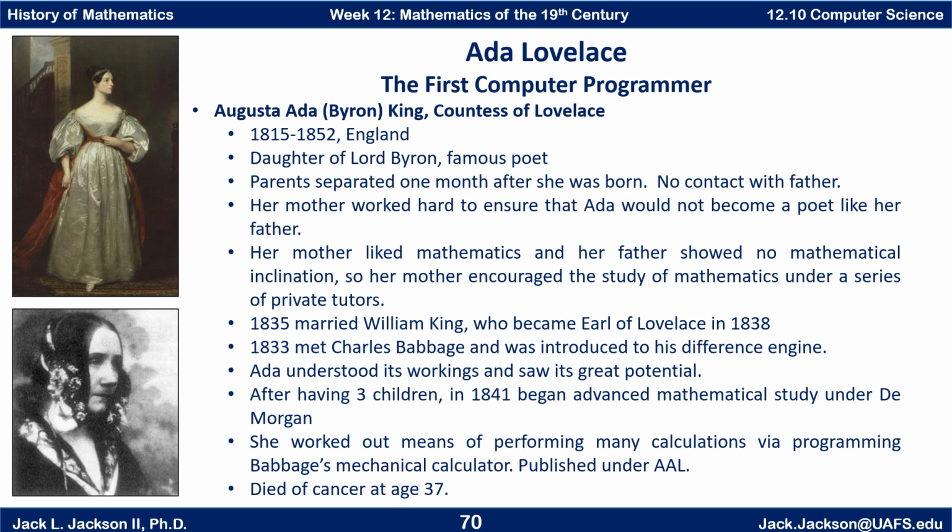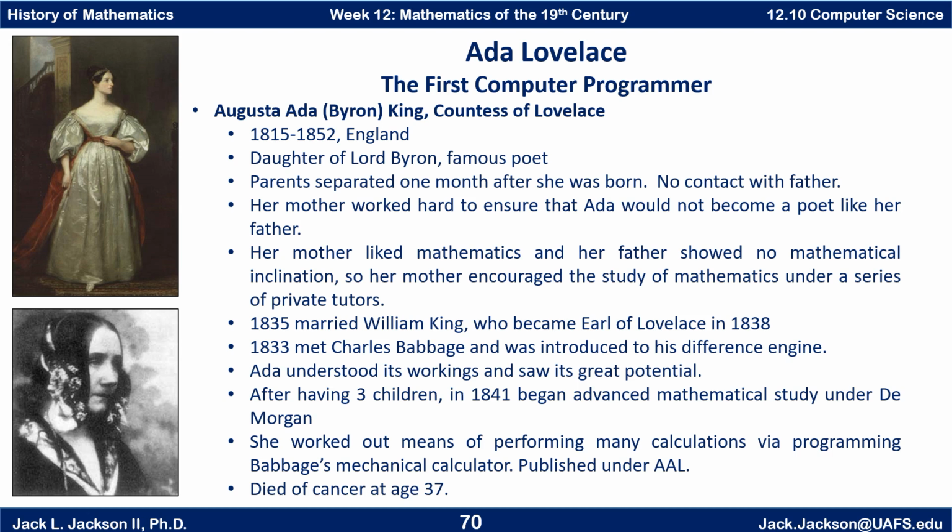In 1835, she married William King, so now her name became Augusta Ada King. Now, William King became the Earl of Lovelace in 1838, and so now Augusta King, Augusta Ada King, was the Countess of Lovelace. So, hence the name Ada Lovelace.